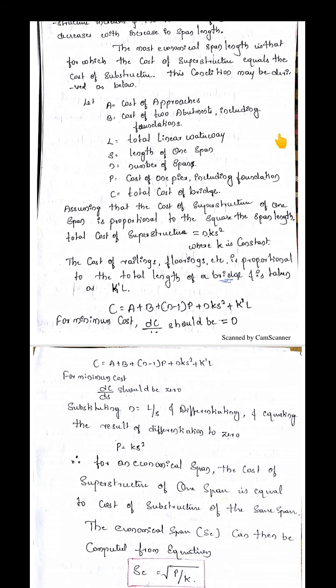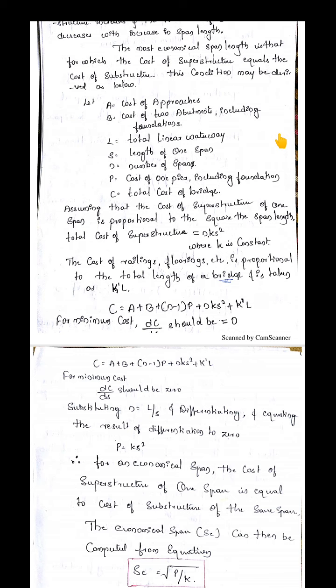Here n is equal to L by S, that is, total linear waterway divided by span. N means the number of spans. How are we going to obtain the number of spans? The total length of the bridge, or total linear waterway, divided by one span length gives the number of spans.